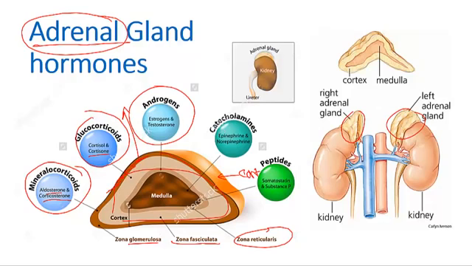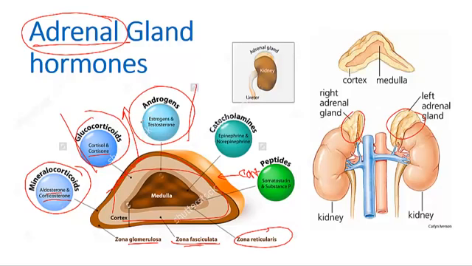Okay, so if you look at glucocorticoids, these are secreted mostly by the zona reticularis and zona fasciculata, while the zona glomerulosa is the only one which secretes the mineralocorticoids. The rest of the region secretes glucocorticoids and androgens together.